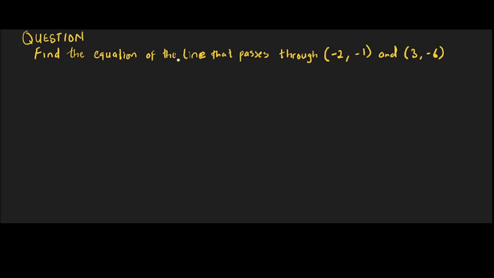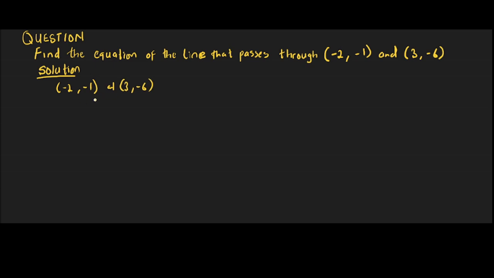Find the equation of the line that passes through (-2, -1) and (3, -6). Solution. In this question, we have to find the equation of the line that passes through these 2 points, (-2, -1) and (3, -6).